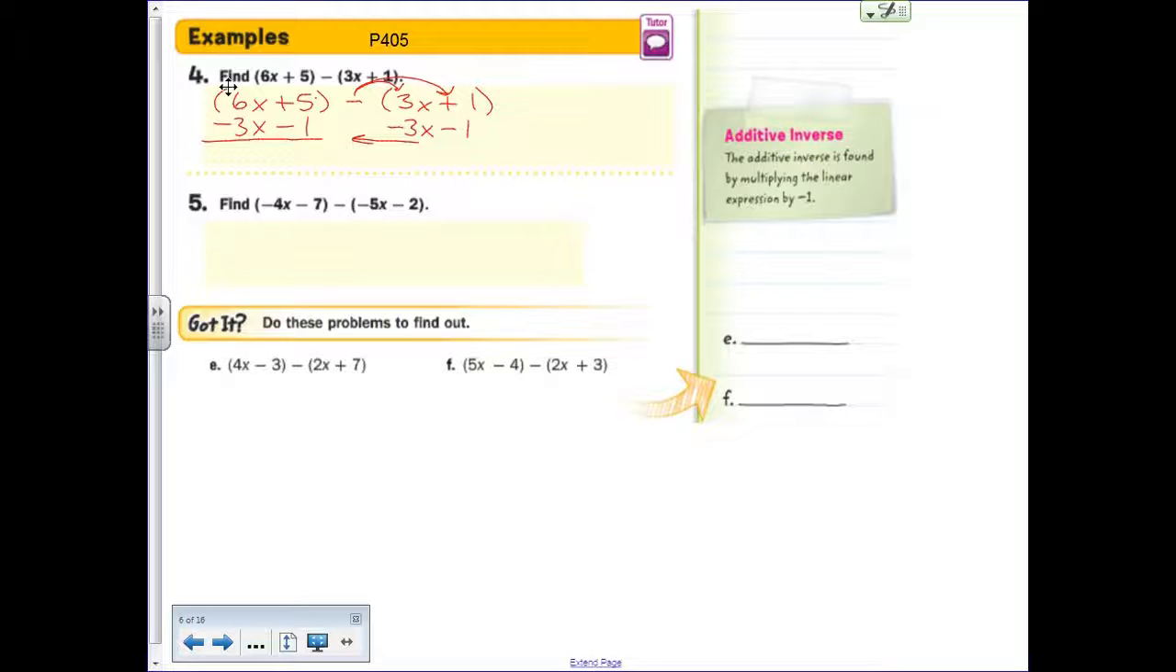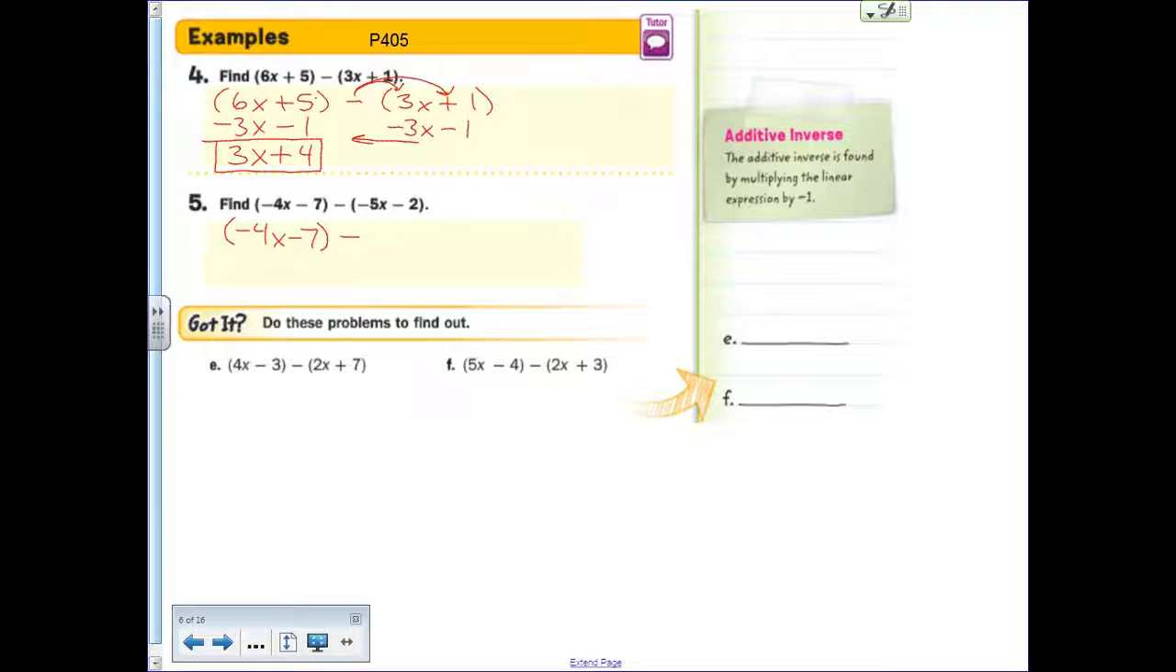Our constants have different signs, so we're going to subtract and take the sign of the bigger looking 5. So 5 minus 1 is 4. Our coefficients have different signs, so we're going to take the sign of the bigger looking 6x, subtract 3x, and we end up with positive 3x plus 4. Example 5 says negative 4x minus 7.